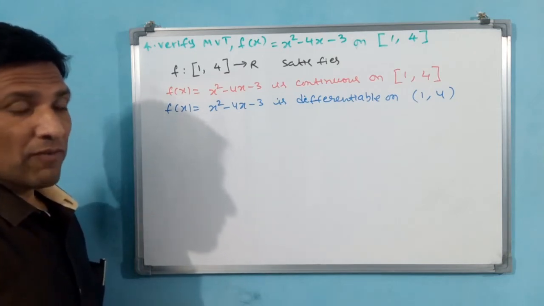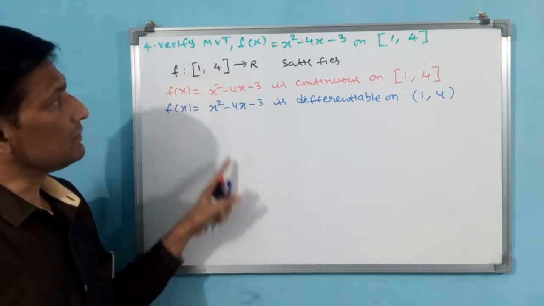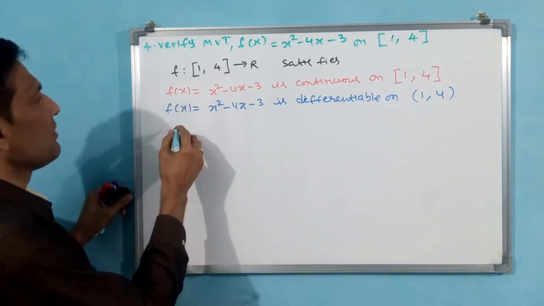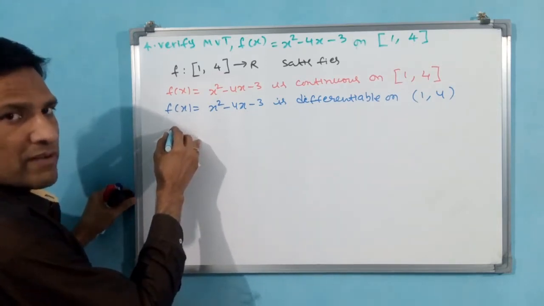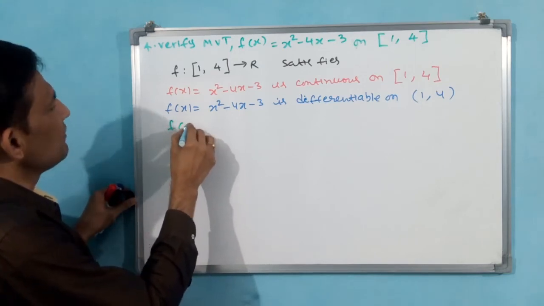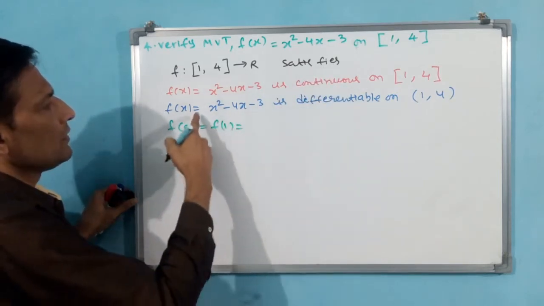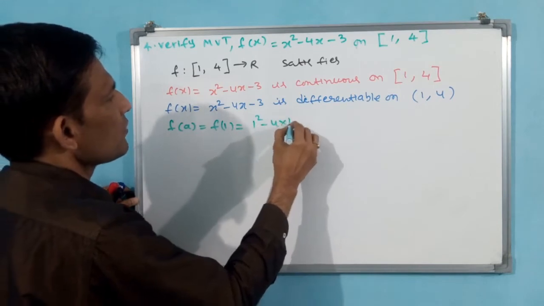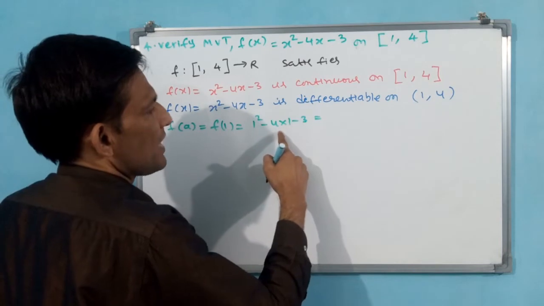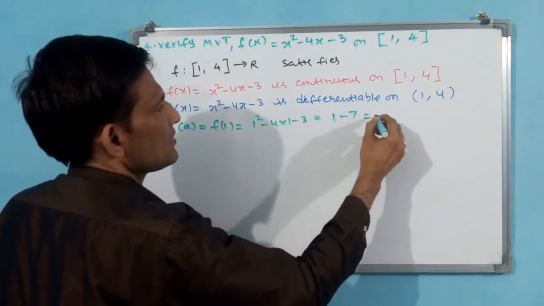Next, what we have to do? We have to find f of b and f of a. For the mean value theorem, we are not making them equal, because here they are not going to become equal. But before that, first you write f dash x. No, f of a only you find. f of a is equal to f of 1, which is 1 square minus 4 into 1 minus 3. That is 1 minus 4 minus 3, which is 1 minus 7, equal to minus 6.